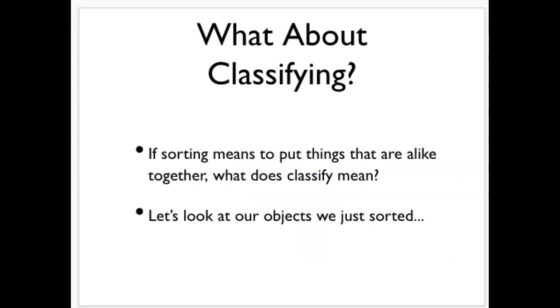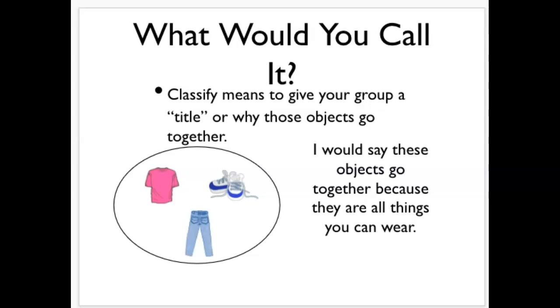Now, what is classifying? If sorting means to put things that are alike together, then let's look at the objects that we just sorted. So classify means that we give our group a title or a reason that we chose for those things to go together. I would say that these objects go together because they are all things that we can wear. So those objects belong in a group. And that title for the group might be things we can wear.